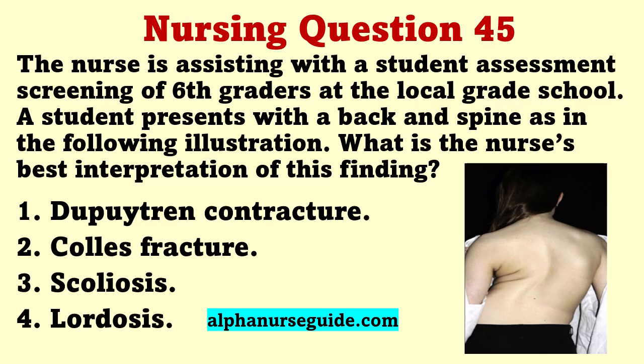Dupuytren contracture is a hand deformity with slow progressive thickening of the palmar fascia leading to flexion contracture of the 4th and 5th fingers. Cole's fracture occurs in the distal radius. Lordosis is a loss of lumbar curvature sometimes called flat back, which may also be present with scoliosis.